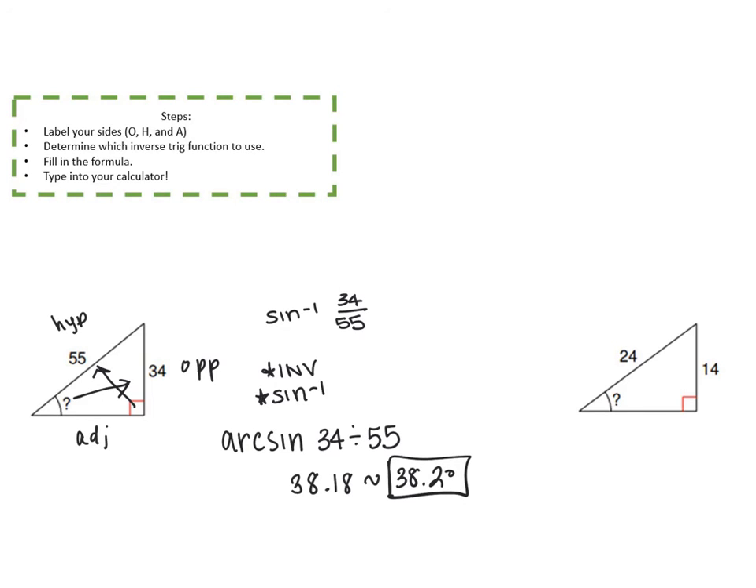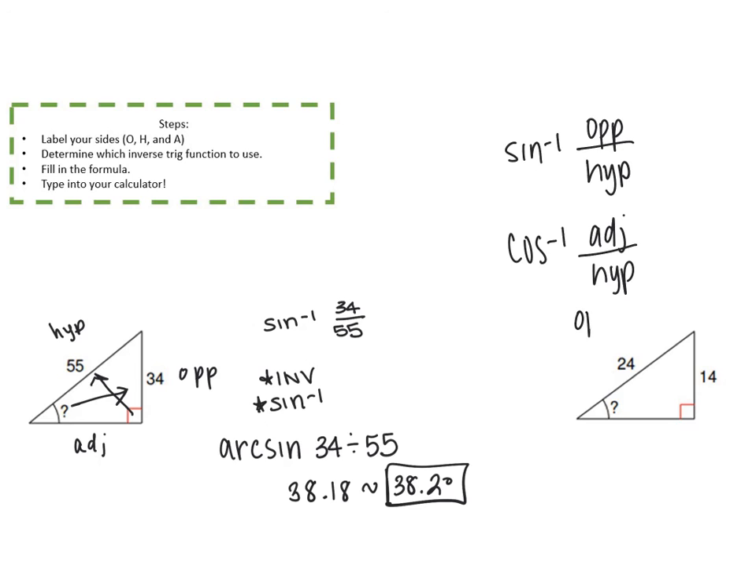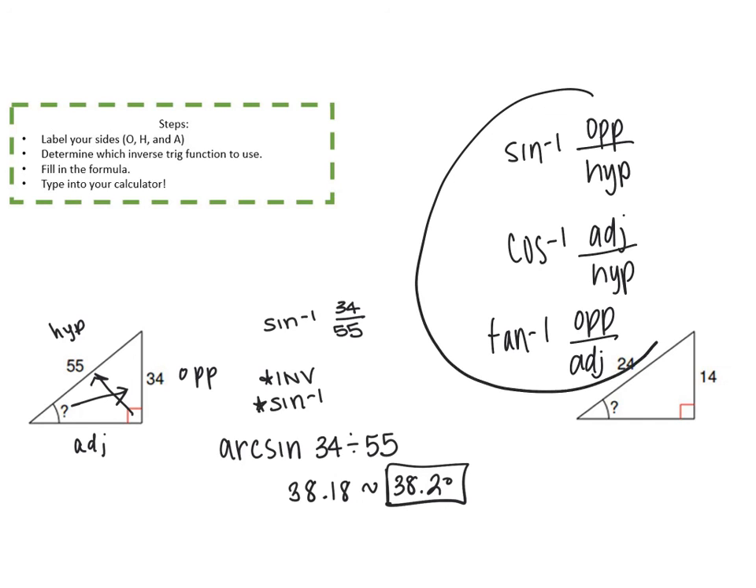In these three examples, we used sine every time. Just remember, it depends on what sides are labeled, which formula you'd be using. If I have opposite and hypotenuse, that means to use sine. If I have adjacent and hypotenuse, that means to use cosine. And if I have opposite and adjacent, that means to use tangent. So just make sure you're paying attention to which two sides you are given.